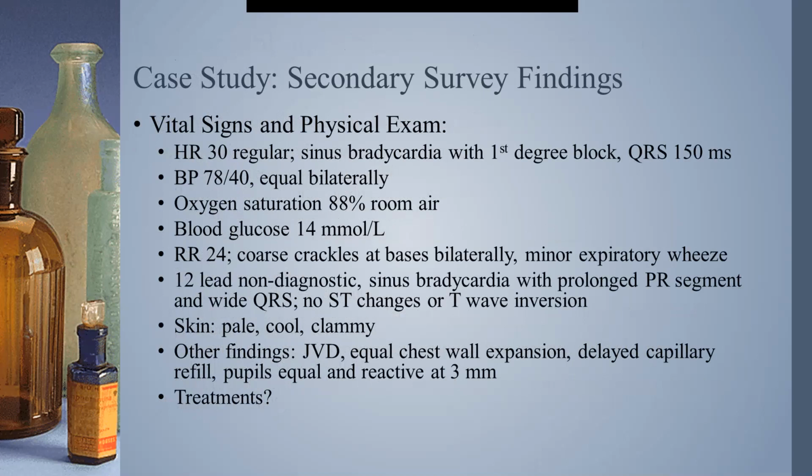She's tachypneic at 24 respirations per minute. Coarse crackles at bases bilaterally. Minor expiratory wheeze. 12 lead non-diagnostic: sinus bradycardia with prolonged PR segment and wide QRS. No ST changes or T wave inversion. Skin is pale, cool, clammy. I also find jugular vein distension, equal chest wall expansion, delayed capillary refill, pupils equal and reactive at 3 millimeters.